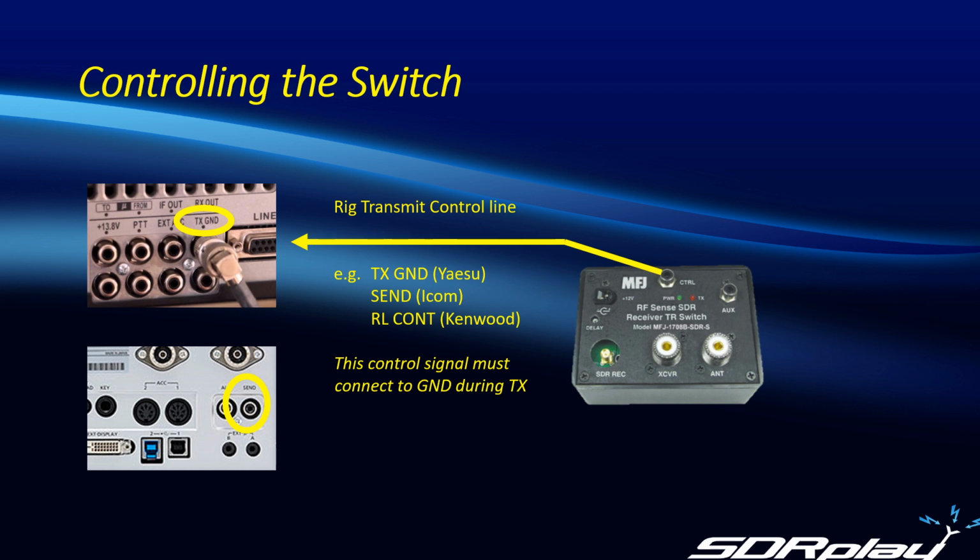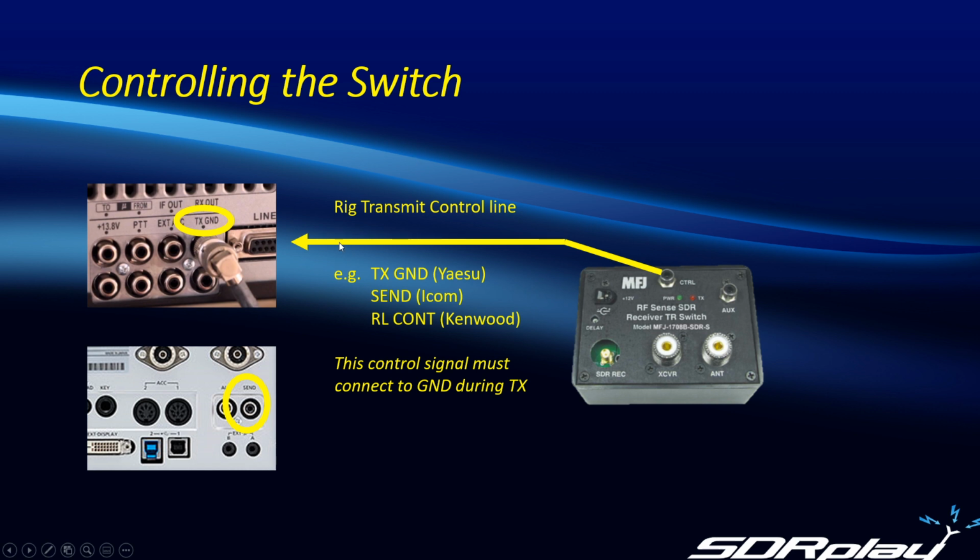equipment is protected. So we strongly recommend you bring a control line out from your rig, and quite often on Yaesus it's labeled as TX ground, and it's actually the lower terminal here, which can connect directly to the control terminal here. On ICOMs they often call this terminal send, and on Kenwoods it's normally in one of the accessory connectors on the back, and I believe the signal name is normally RL control. The key thing here is to ensure that this control signal connects to ground during transmit. If you do this, you will have maximum protection for all your equipment.